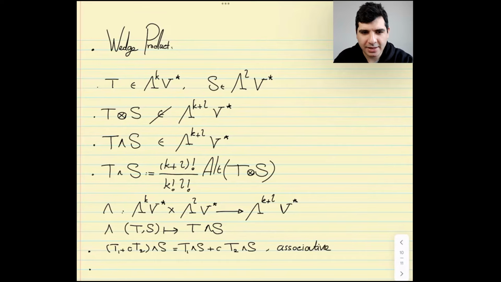So the next question is, is it commutative? Is T wedge S the same as S wedge T? Not necessarily. It's equal to (minus 1) to the KL, where T is a K-form and S is an L-form. So it's up to plus or minus.